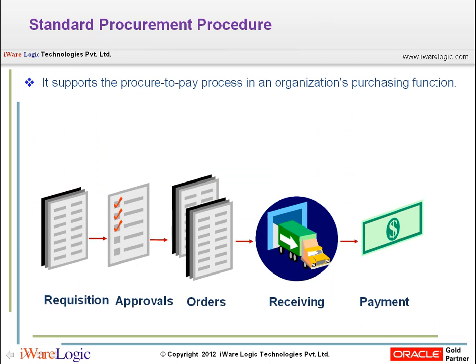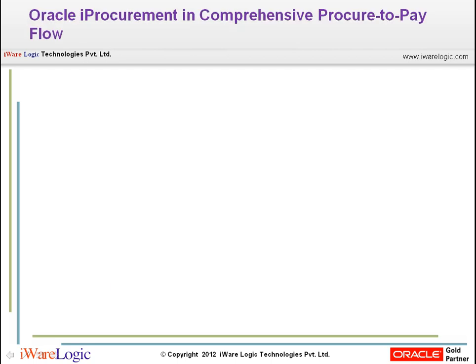Now in this slide, we can see the standard procurement process. As iProcurement supports the procure-to-pay process, we can see the requisitions, approval, orders, and receiving. All those processes we can handle through iProcurement. Let us discuss the comprehensive procure-to-pay flow and where Oracle iProcurement fits.